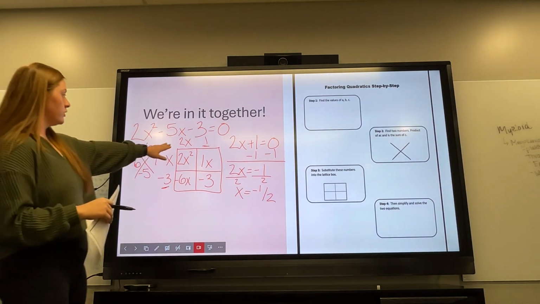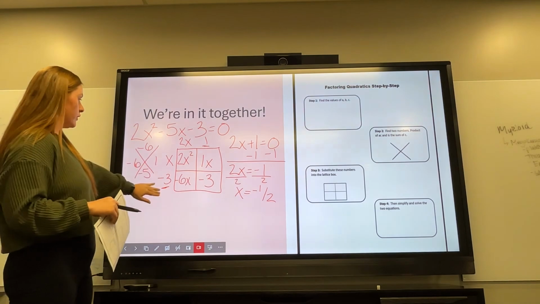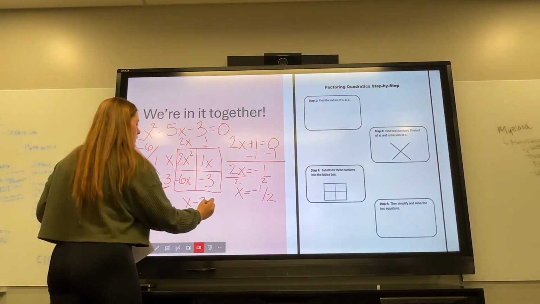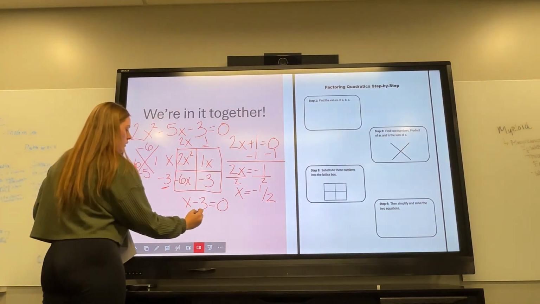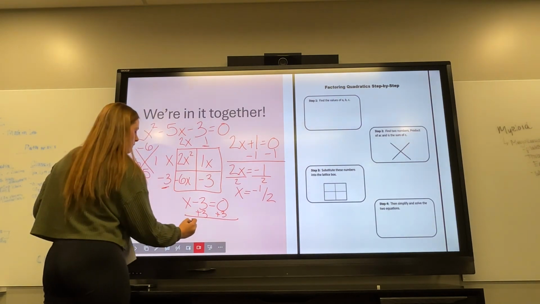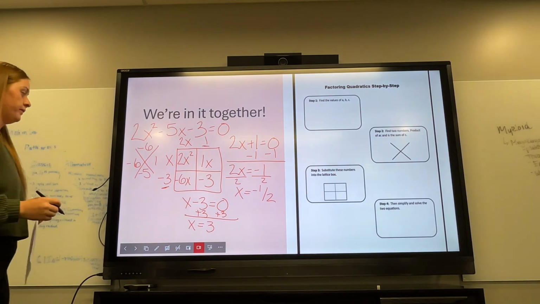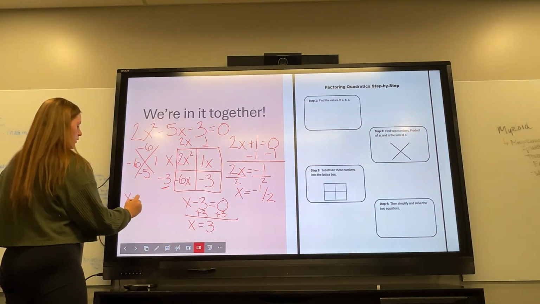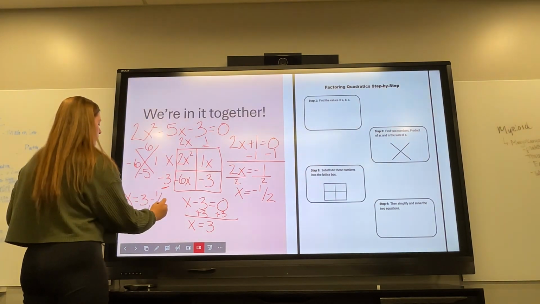Okay, so we just did the top equation and solved for x. Now we're going to solve for the side equation. So we have x minus 3 equals 0. Add 3 to both sides. You should have x equals 3. So our solution is x equals 3 and -1/2.